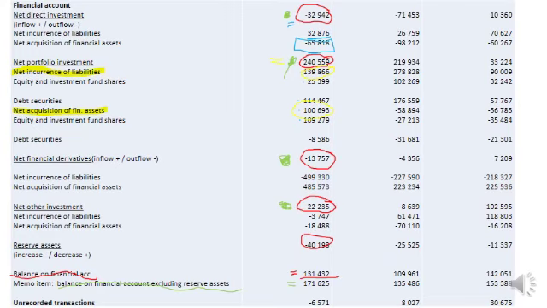If we look at the following year, just to see how it differs if the sign is negative, you take 278,828, your net incurrence of liabilities. You subtract 58,894. That will give you 219,934.